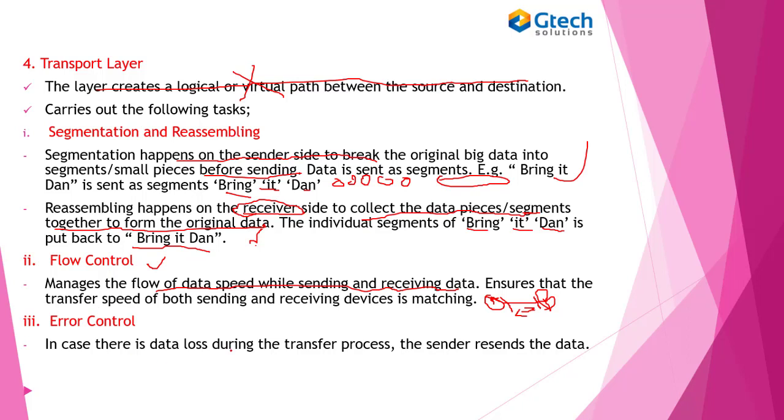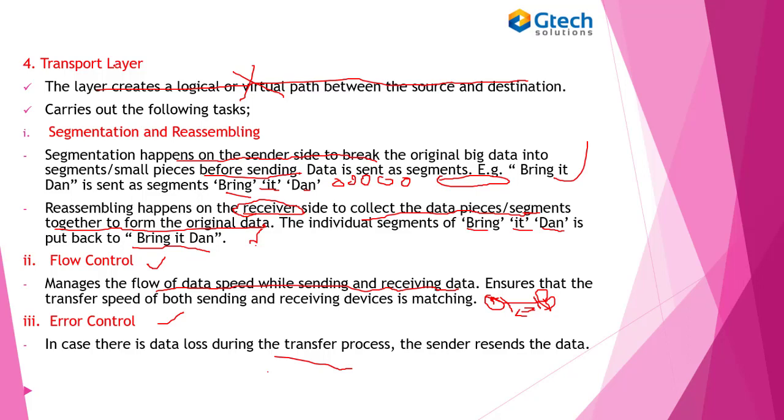Error control. While sending data, sometimes data gets lost. So the data lost during the transfer process is sent back by the sender. The sender will be asked to resend the data in case there is any data loss under error control. So I hope you understand the three functionalities of the transport layer.